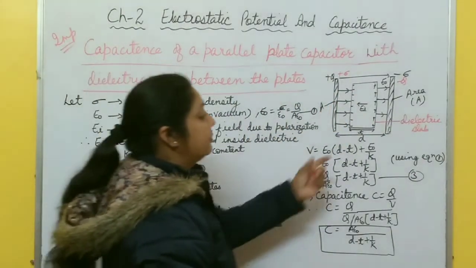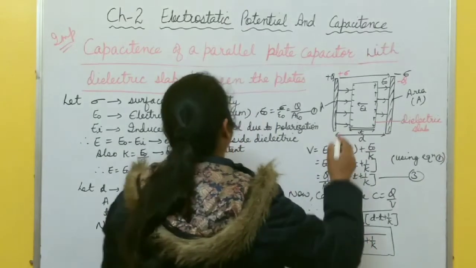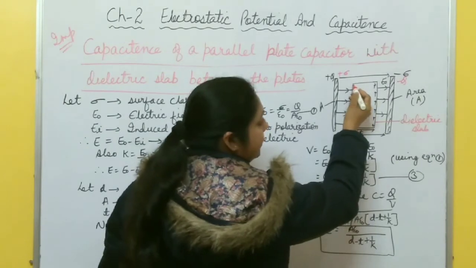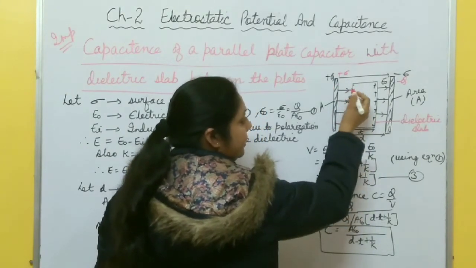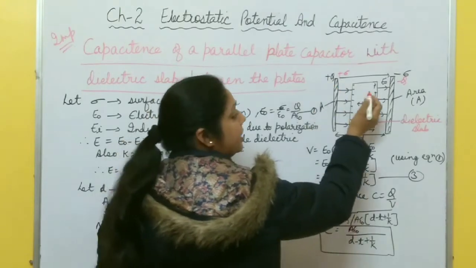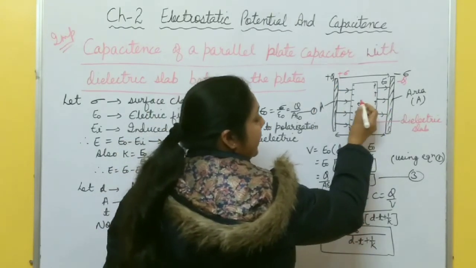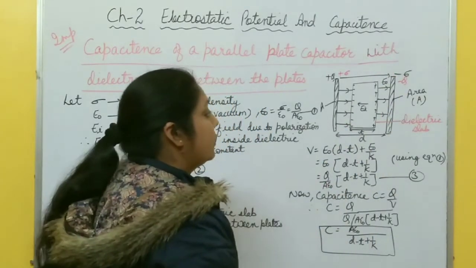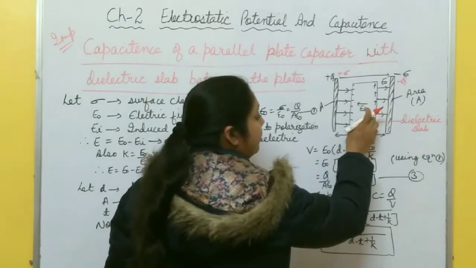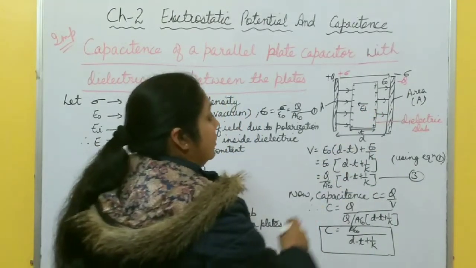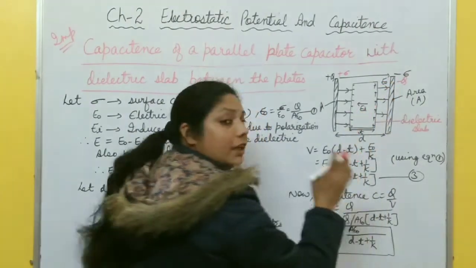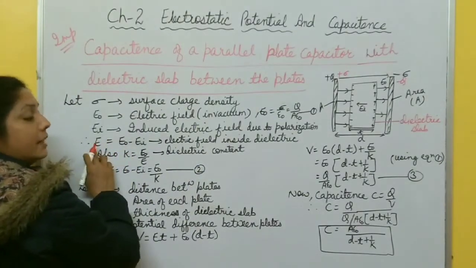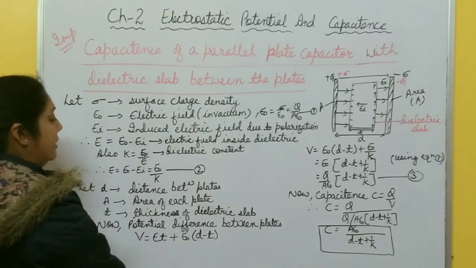Now due to the induction process, what happened? Due to polarization, an electric field is set up inside the dielectric. Opposite charges are induced: negative charge on this side, because here is positive, and positive charge on the other side. So an electric field EI is set up inside this dielectric in a direction opposite to that of E naught. So how much electric field is present inside the dielectric now? Because E naught and EI are in opposite directions and they are not equal, the net electric field E inside the dielectric is E naught minus EI, right?